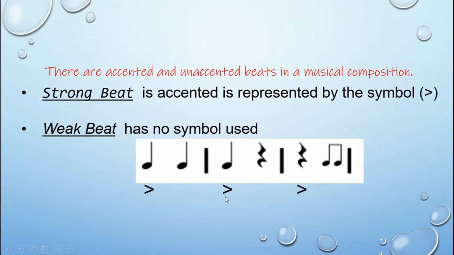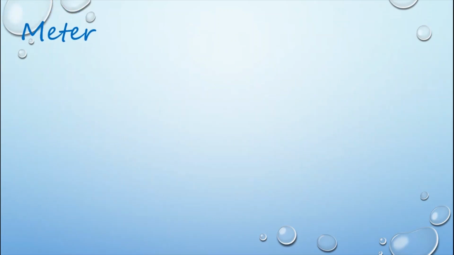And this is having a strong beat, while this one has a weak beat. Why? Because a strong beat uses a greater than symbol, while for the weak beat, there is no symbol. Understood? We use strong beat if there is a symbol, while we consider weak beat if there's no symbol. Next is the meter.